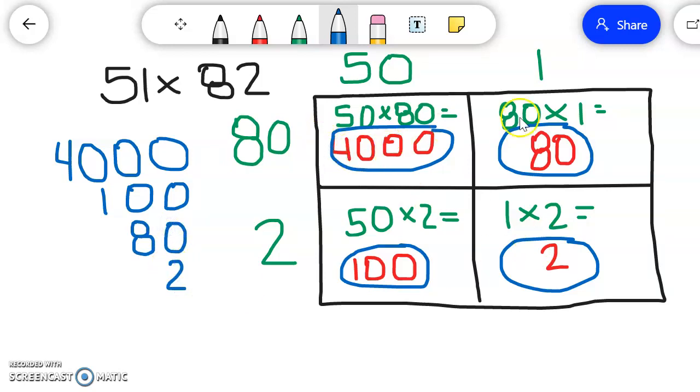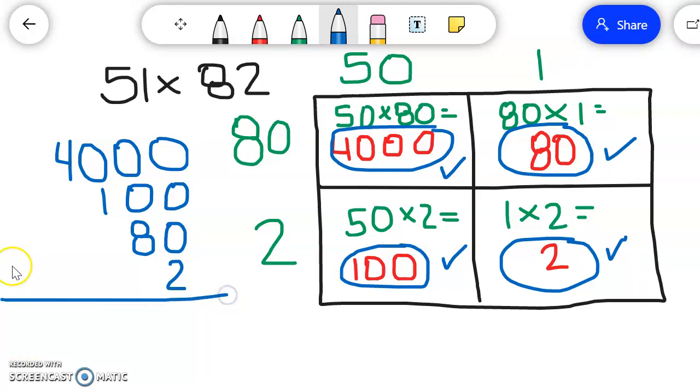So I'm going to check, do I have all of my partial products? I have my 4,000, I have my 100, I have my 80, and my 2. I have all of the numbers that are in the ones place in the same column, all of the numbers that are in the tens place in the same column, all of the numbers that are in the hundreds place in the same column, and all of the numbers that are in the thousands place in the same column.